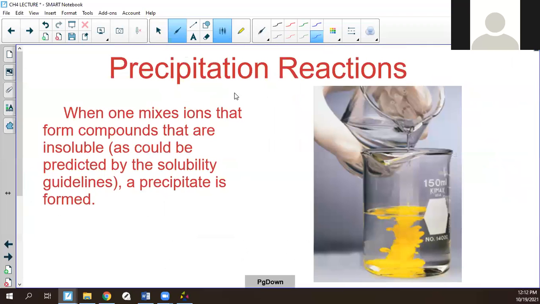All right, so here we go. A precipitate reaction is when one mixes ions that form compounds that are insoluble.